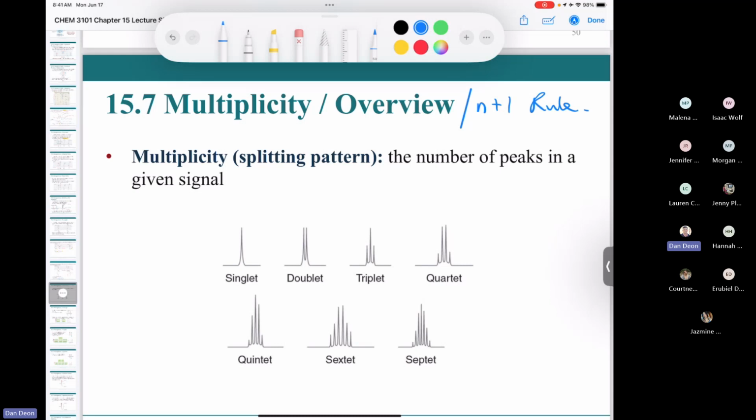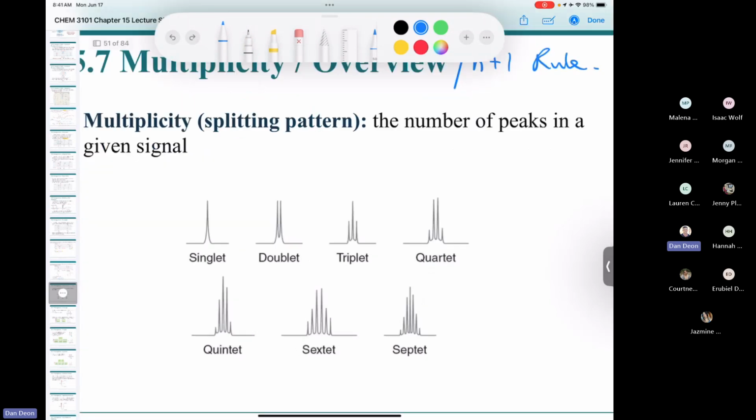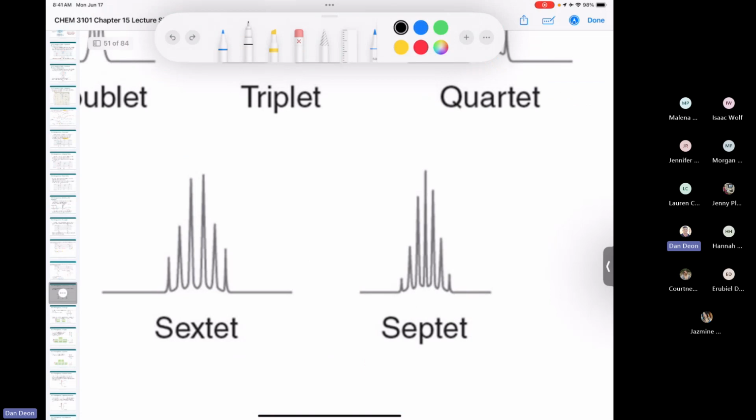So before we can get deep into multiplicity, you have to understand the terminology of singlet. So if we have one peak, that's a singlet. If we have two close together, that's called a doublet. This is a triplet. Then we have a quartet. That's 4. 5 would be a quintet. 6 is a sextet. And 7 is a septet, right? If you have a septet, you really have to be very careful. So you count 1, 2, 3, 4, 5, 6, 7. You have to look at them very carefully.